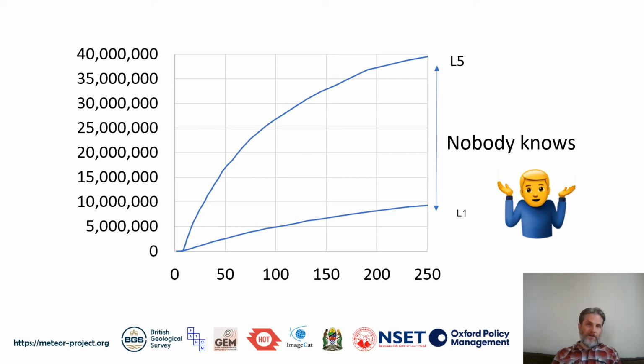So the question is, if you're mapping what your loss is going to be over a return period, and this is just a theoretical curve, what's going to be the difference between this level 1 and this level 5? Is it going to be a factor of 4? A factor of 8? A factor of 2? We really didn't know.